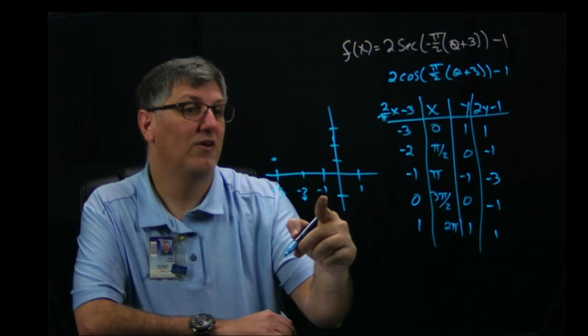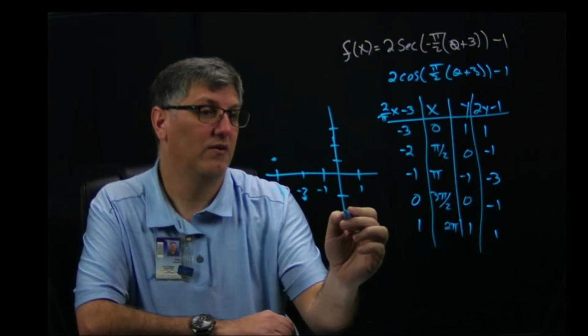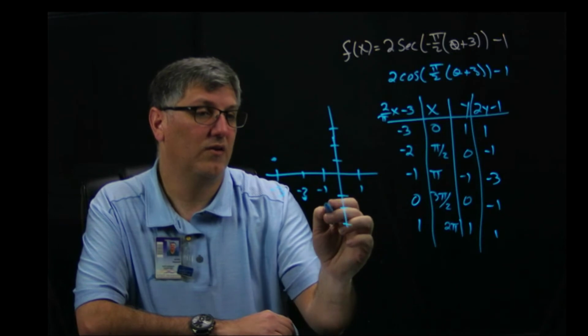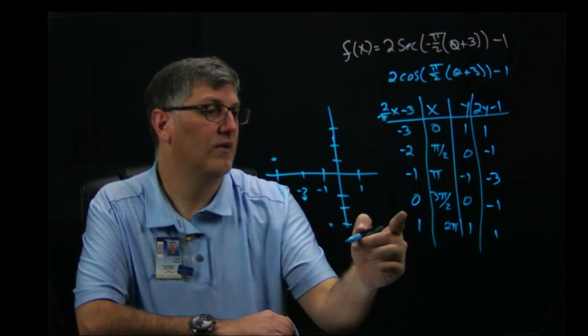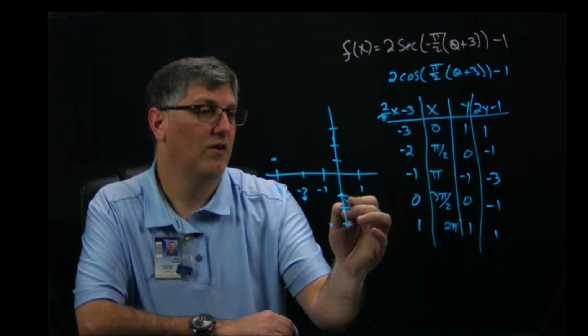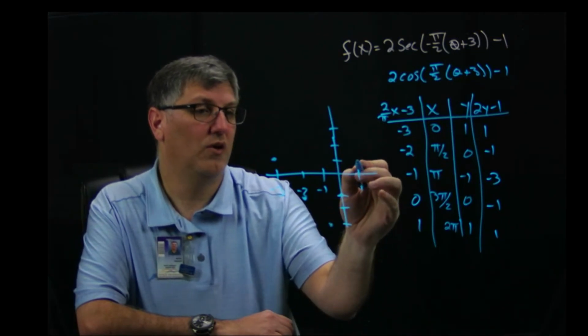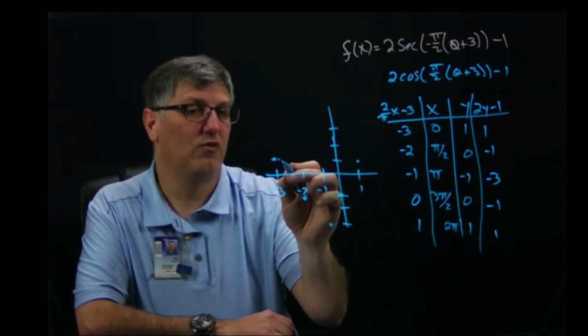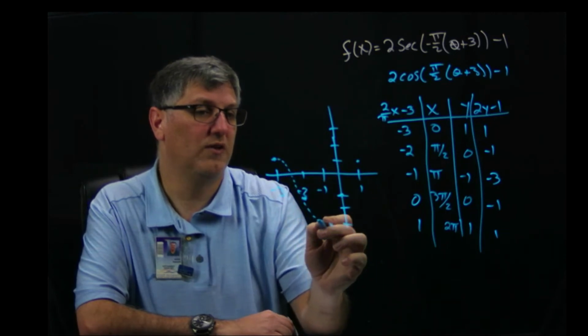Negative 1, negative 3. 0, negative 1. And then 1, 1. So my graph's going to look something like this.